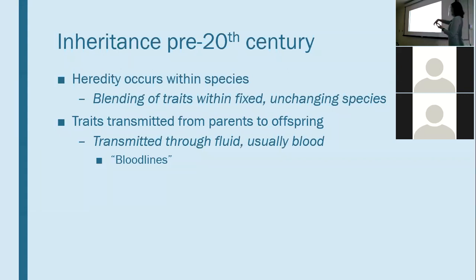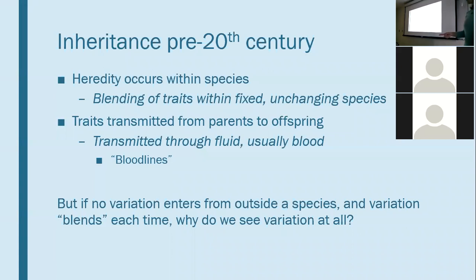So heredity occurs within species. And so you have blending of traits within fixed, unchanging species, right? Because in their heads, species didn't evolve or change over time. So you just have this blending of traits, right? And then also that these traits were transmitted from parents to offspring, but since they didn't have any concept of genes or DNA, they thought it was through fluids, usually blood, right? So this is where the term bloodlines comes from, this idea that the information for what you look like and what you are is literally in your blood, right? Which is not correct, but it's what they thought.